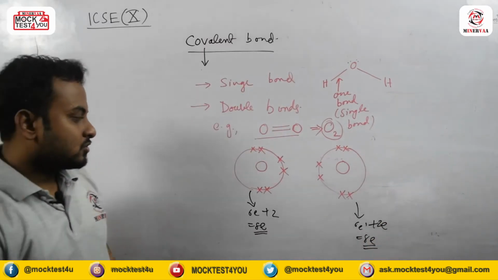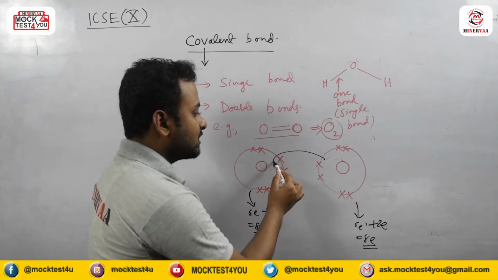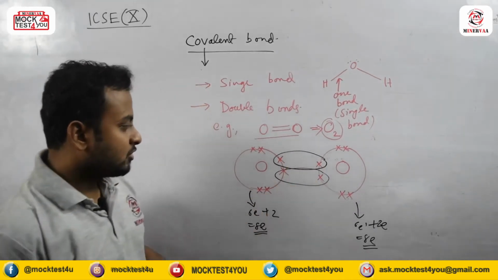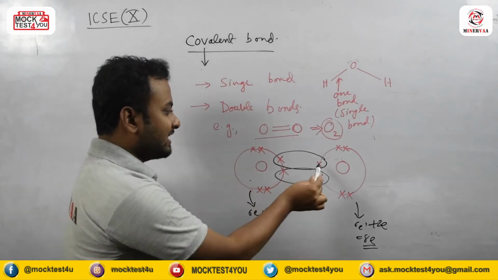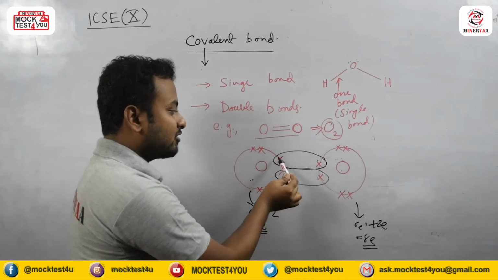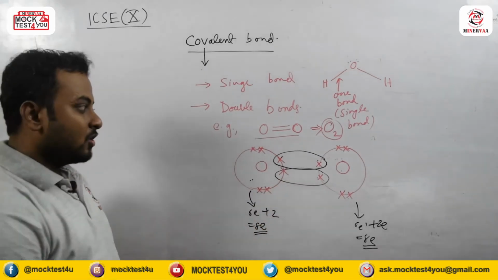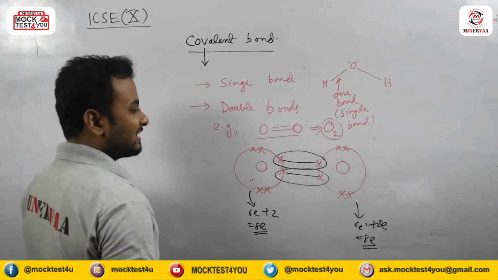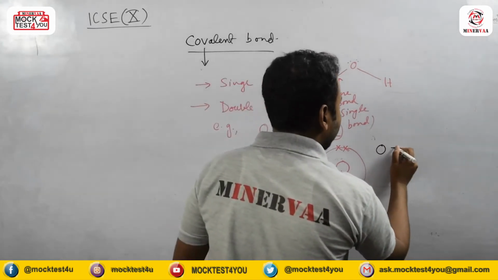Okay. So they will share electrons with one another. By sharing, this oxygen is getting the 2 electrons of this oxygen and this oxygen is getting the 2 electrons of this oxygen. So 2 bonds are getting formed. That's why you are calling it a double bond.